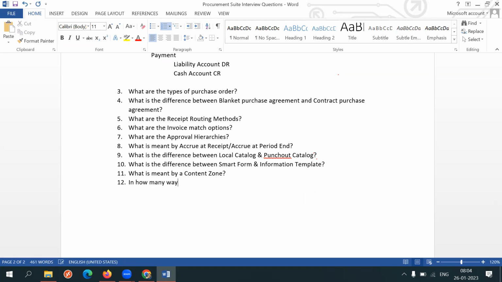In how many ways can we communicate a PO to the supplier? In how many ways can we communicate our PO to the supplier?